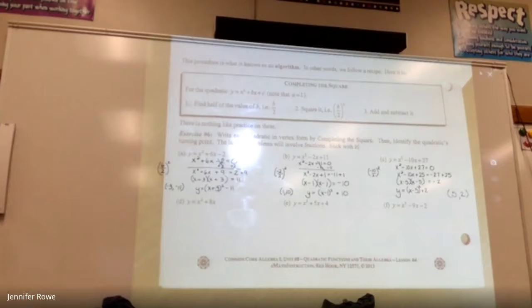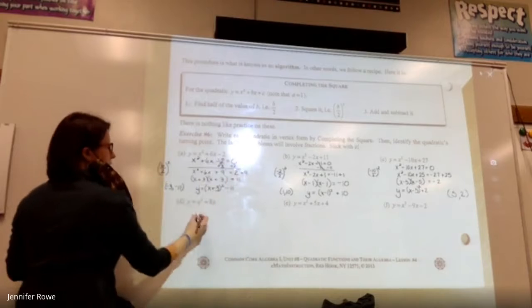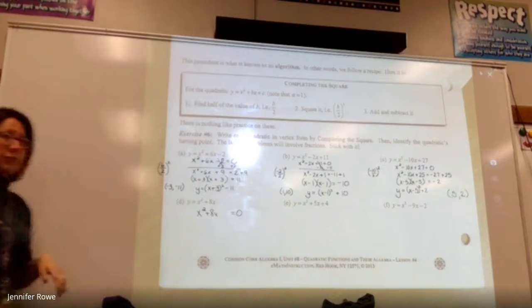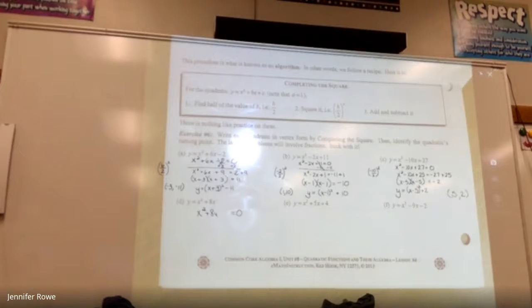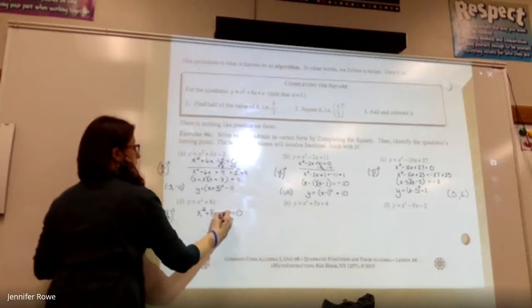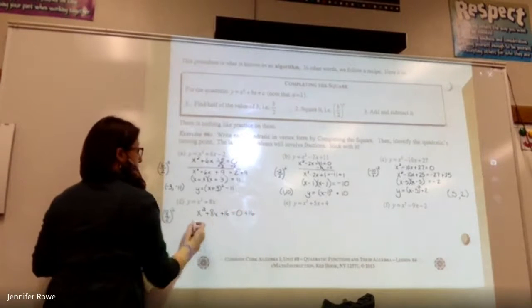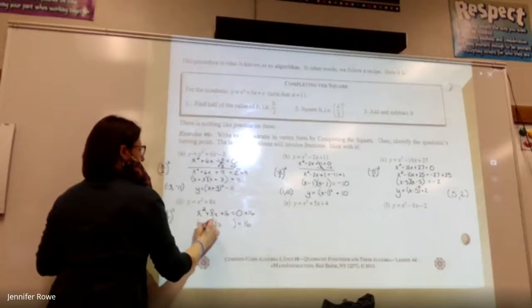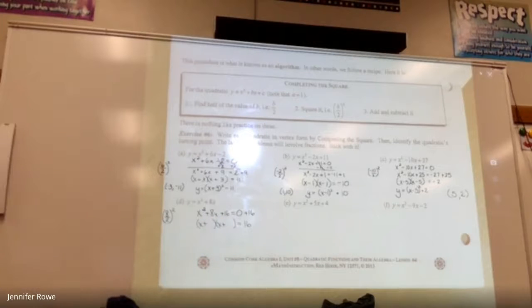You got it right. Can you believe it? Look at D. D makes your life easy. How come? You don't have to subtract, because there is no C. There's nothing to kick over to the other side. So it's just equals 0. And then we just go through our process. So I take the 8. I cut it in half. Half of 8 is 4. 4 squared is 16.